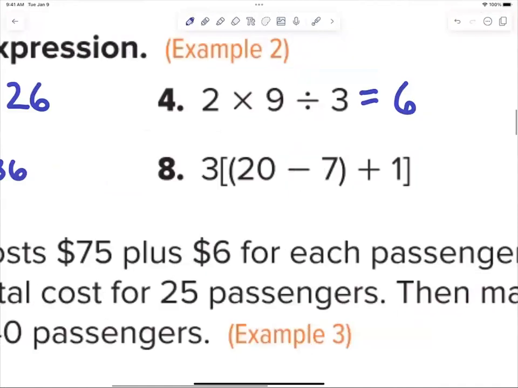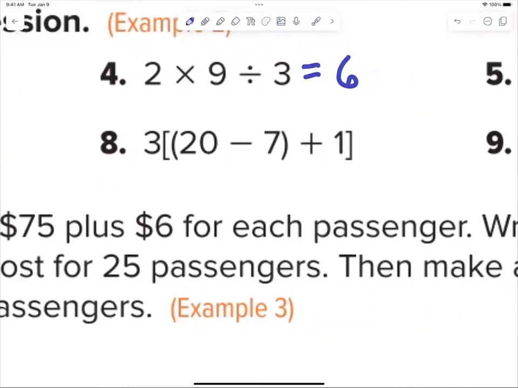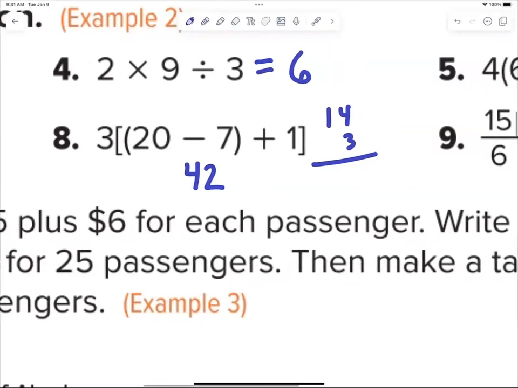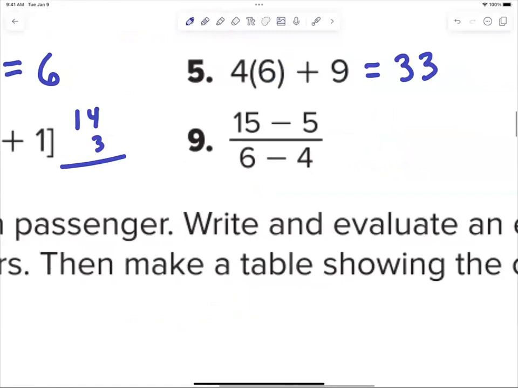Bennett, I think you're on number 8. Tell me what to do. Yep. And then you are amazing. That was nice work. 42. Does everybody remember how I said I want you to do 14 times 3? 3 times 10 is 30, 3 times 4 is 12, so 30 plus 12. That's what we're doing. That's how I want you to start thinking about it. You good with that?